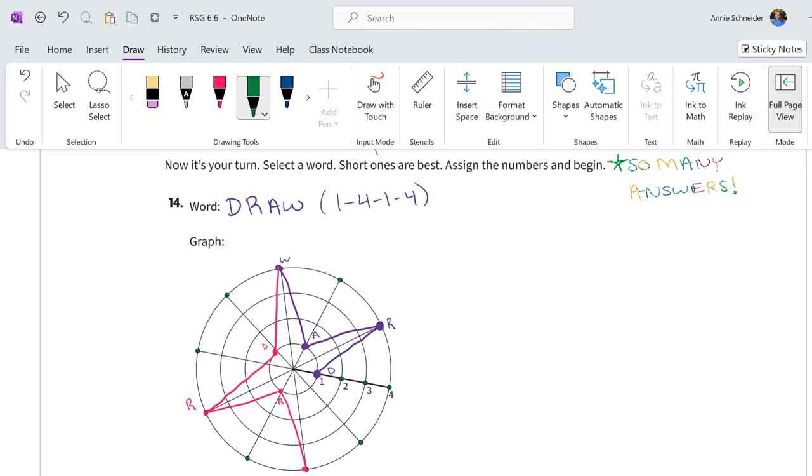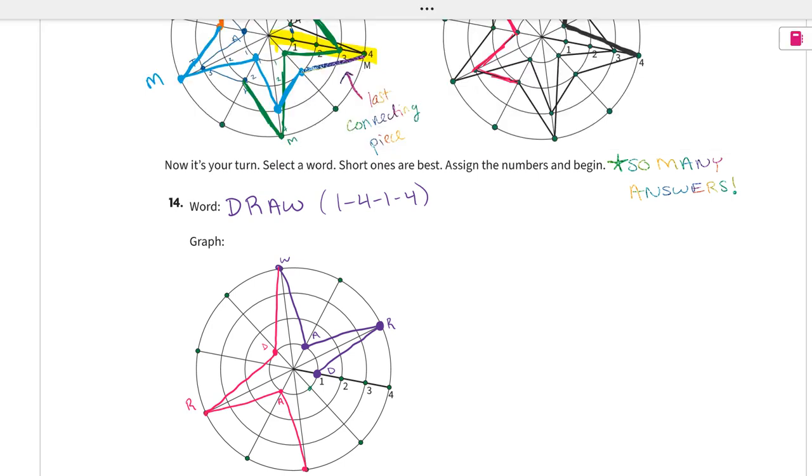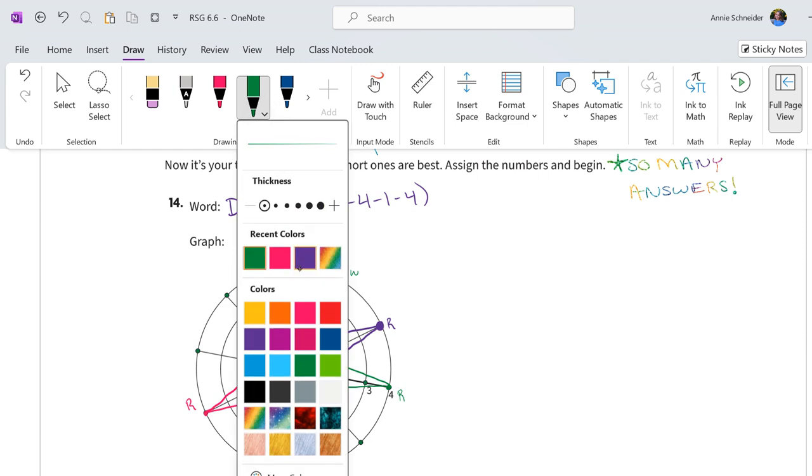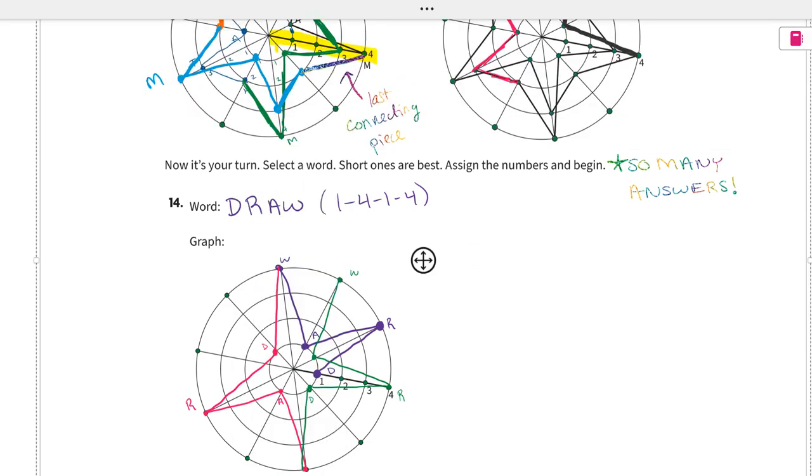So now we start over. D is back to 1. So here's my D, my R, my A is right here, and my W. Draw. Okay, now let's switch our color again. So we're back to 1. So D, R.